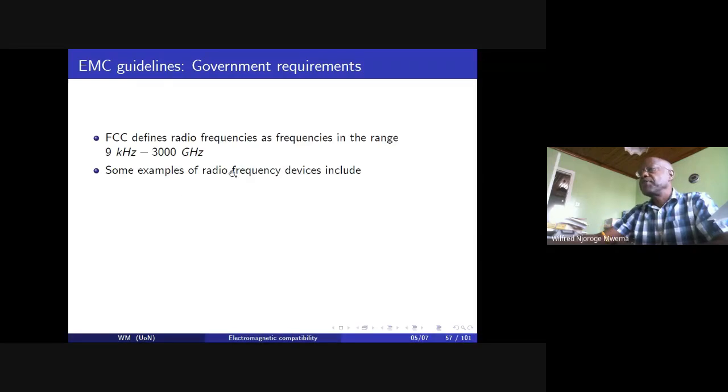Some examples of radio frequency devices will include the digital computers which we use. Today, many of the computers are running clocks at 2.5 gigahertz clock speeds, and therefore the harmonics, if they are leaked out, would be very high frequency signals.